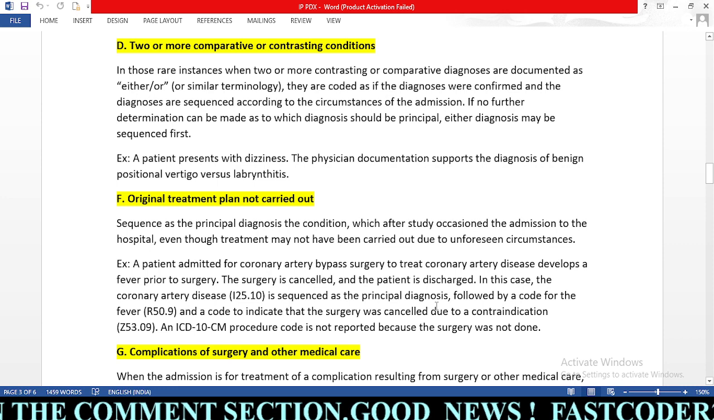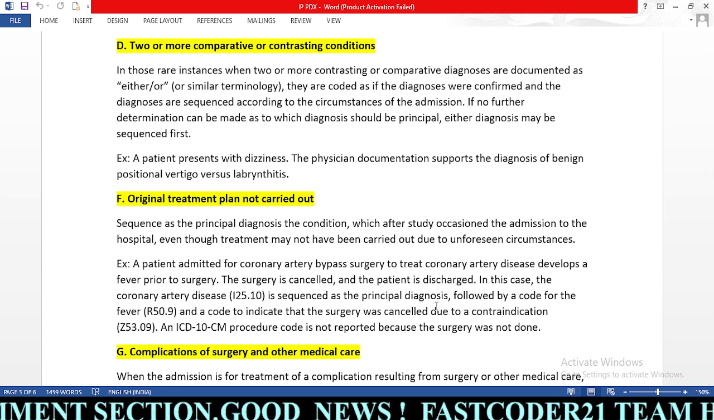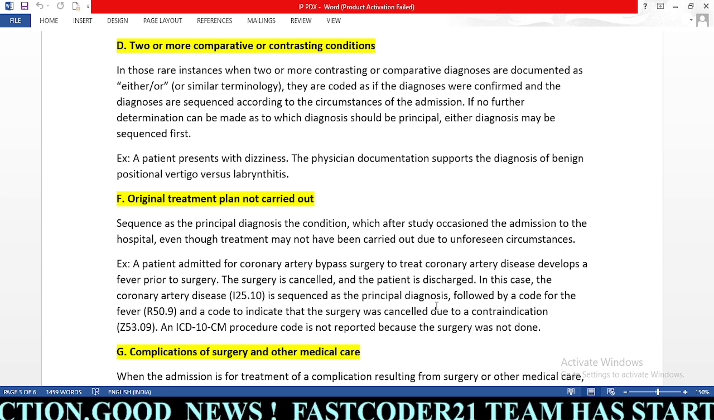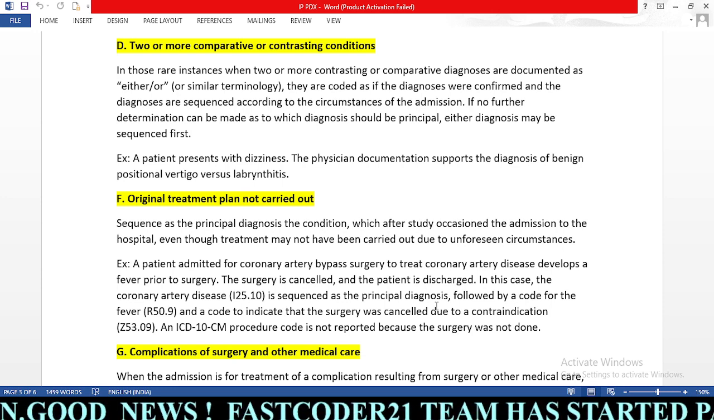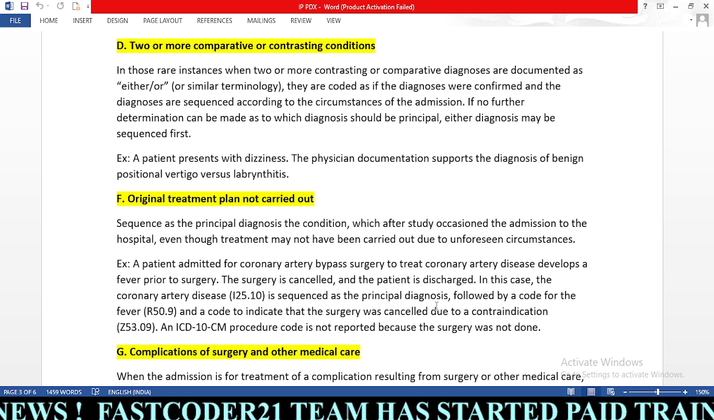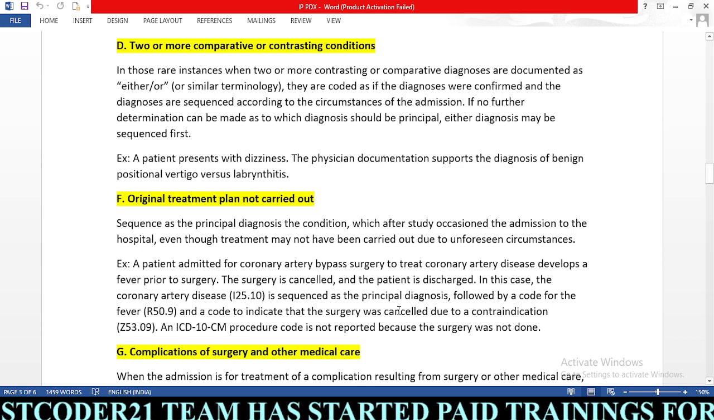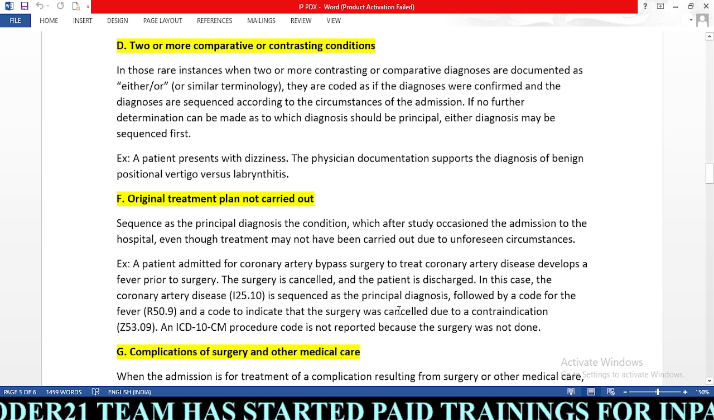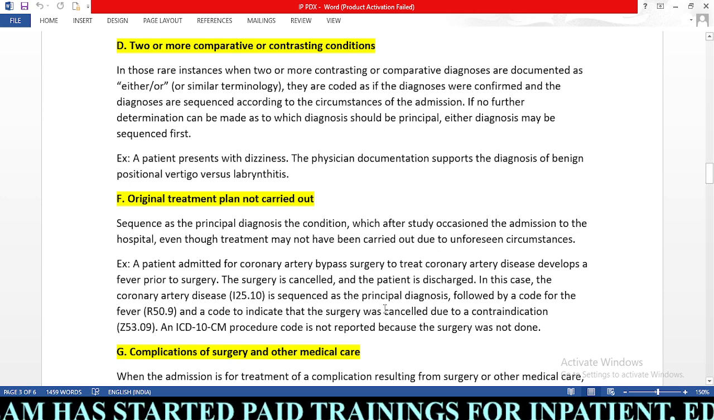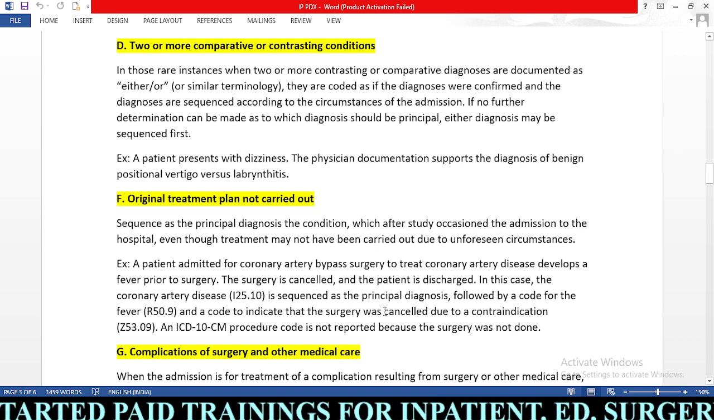So basically, as per the ICD-10-CM guidelines, when the original treatment plan is not carried out, we need to code the diagnosis which was found by the physician after study. In our example, coronary artery disease is the condition found by the physician after study. So we will consider CAD as the principal diagnosis and fever as the secondary diagnosis.